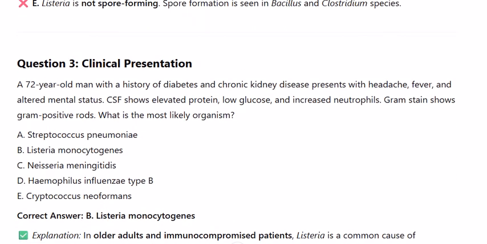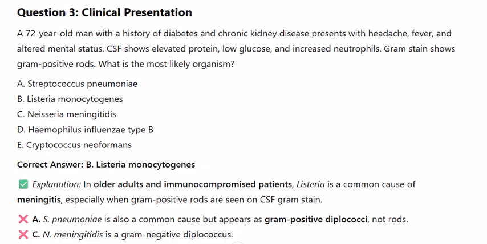Question 3. Clinical presentation. A 72-year-old man with a history of diabetes and chronic kidney disease presents with headache, fever, and altered mental status. CSF shows elevated protein, low glucose, and increased neutrophils. Gram stain shows gram-positive rods. What is the most likely organism?